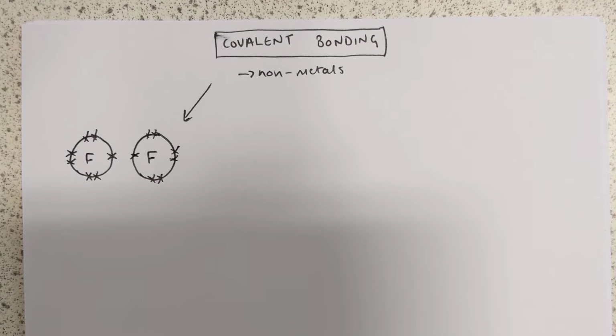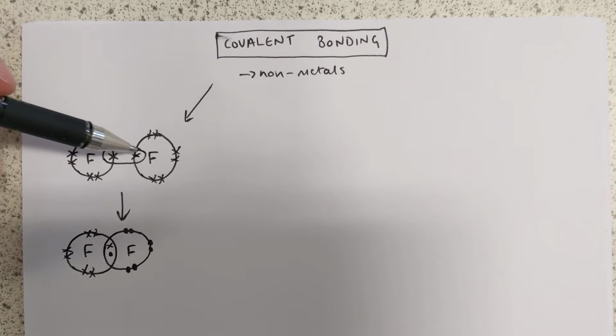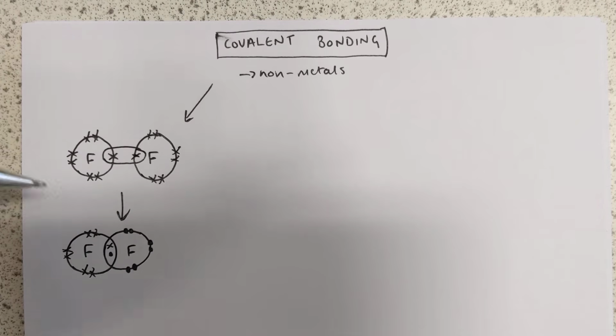What these two fluorine atoms are able to do is share electrons. If they take these 2 electrons here and share them or overlap them together, what you'll end up with is this. So the 2 electrons they decide to share are now overlapping, and if you just look at each individual fluorine by itself, you'll see this left hand one has 1, 2, 3, 4, 5, 6, 7, 8 electrons. If you look at the one on the right by itself, it's also got 8 electrons.